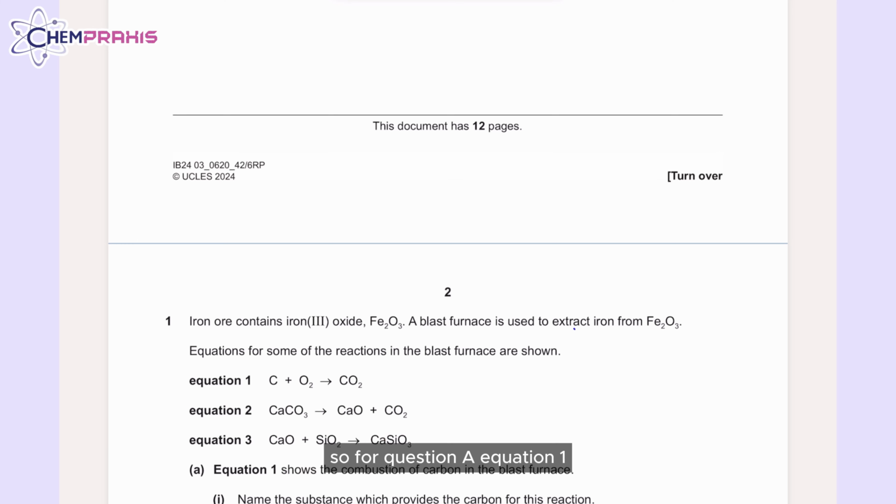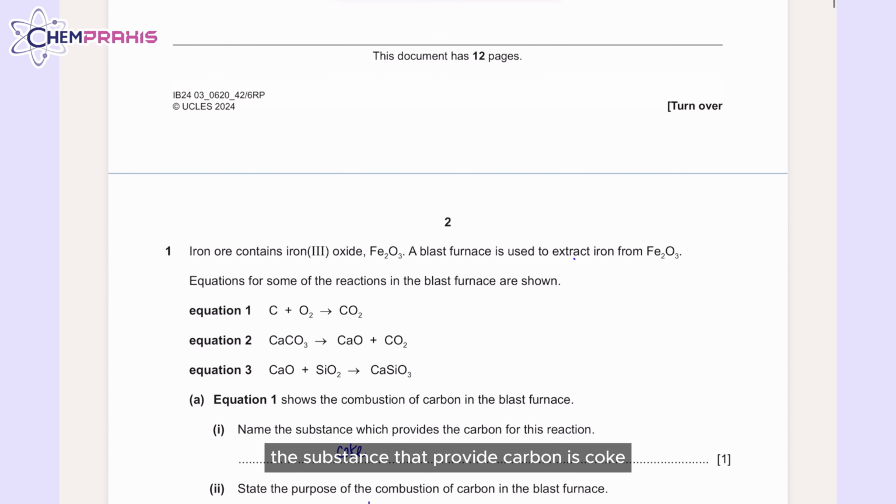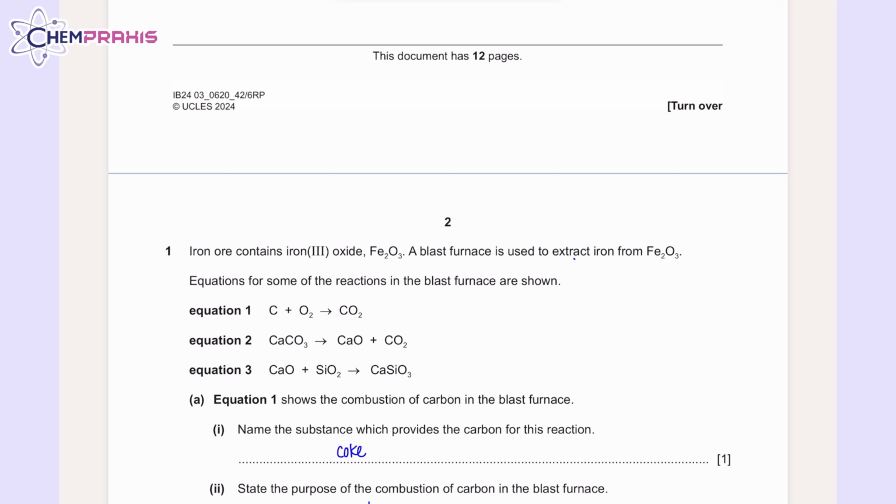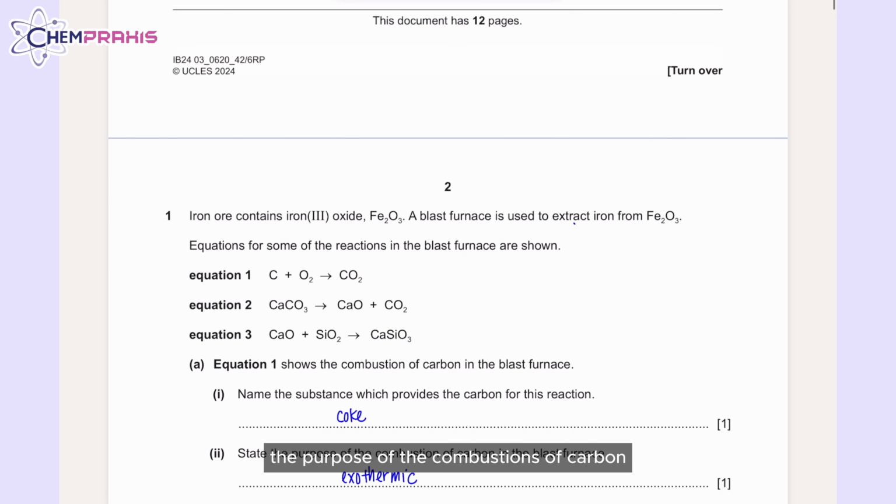So for question A, equation 1 shows the combustion of carbon in the blast furnace. Name the substance which provides the carbon for this reaction. The substance that provides carbon is coke. And for the second question, state the purpose of the combustion of carbon in the blast furnace. This reaction is exothermic, so it provides heat for the blast furnace.